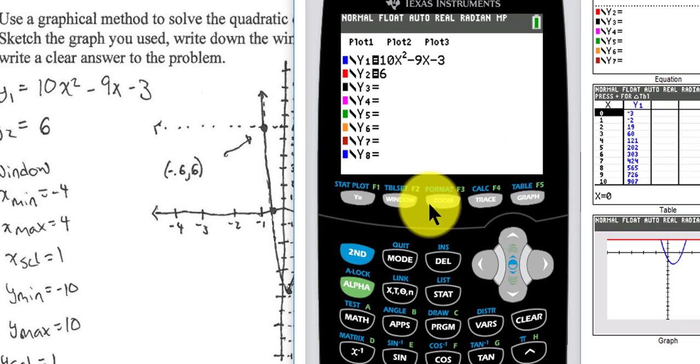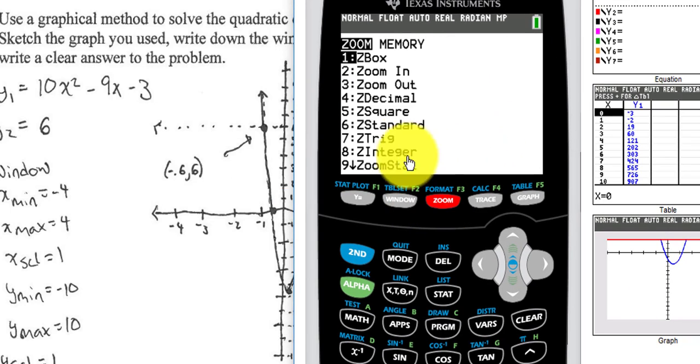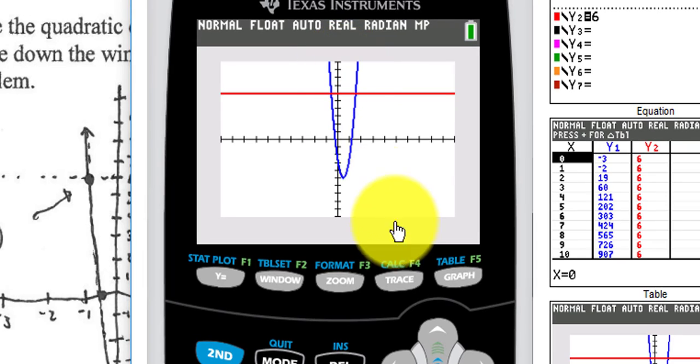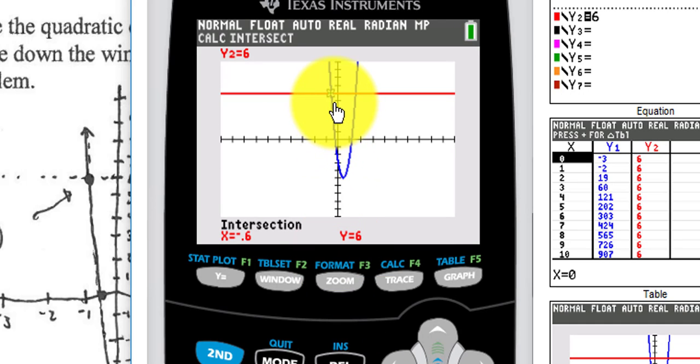Okay. So I'm going to press zoom and number 6 for standard window. That makes my window go 10 tick marks in every direction. If I were to actually press the window right now, you would see my x min would be -10, my x max would be +10. My y min would be -10, my y max would be +10. So we want these 2 points. So I press second, trace, 5, enter, enter, enter, and I find the point on the left.